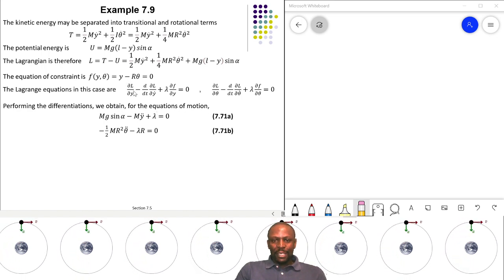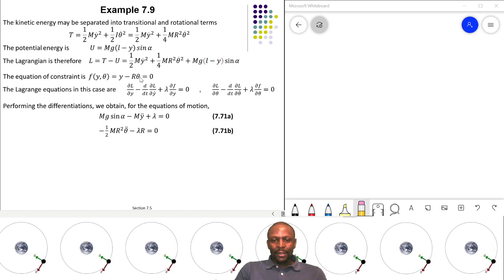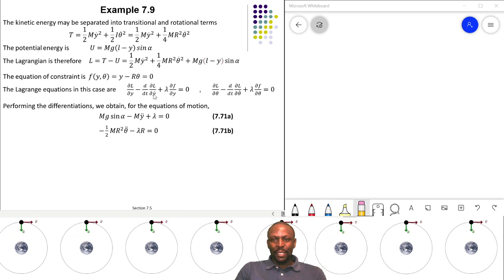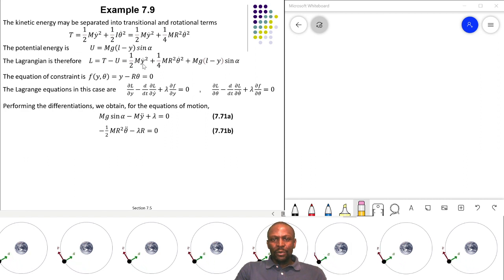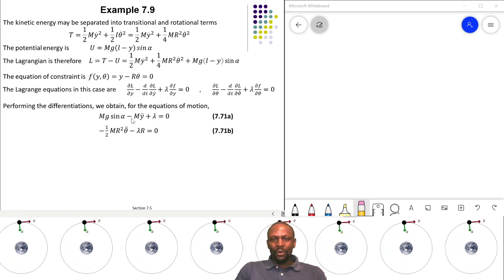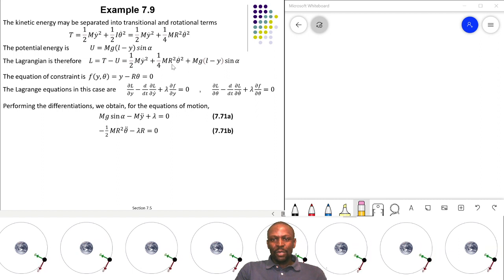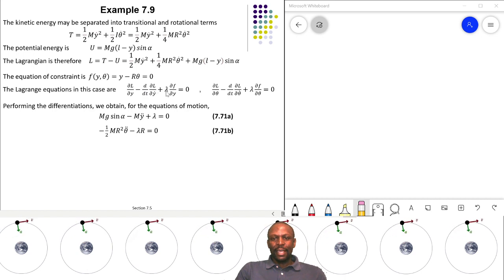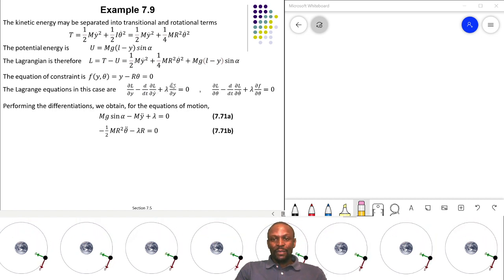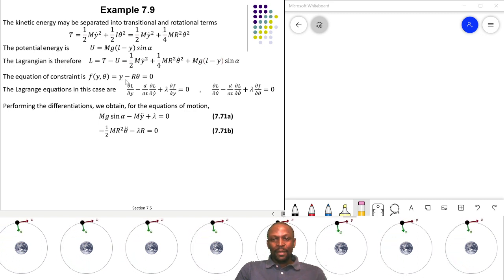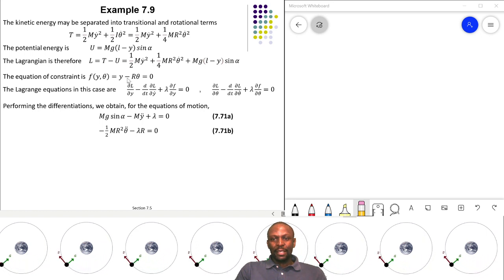If you differentiate this equation with respect to y, and you differentiate this equation with respect to y dot, this is what you are going to have, because you are only going to be focusing on that for this term. And now if you take the time derivative, and you've got the lambda there, and then if you differentiate the function f with respect to y, you are just going to have one.